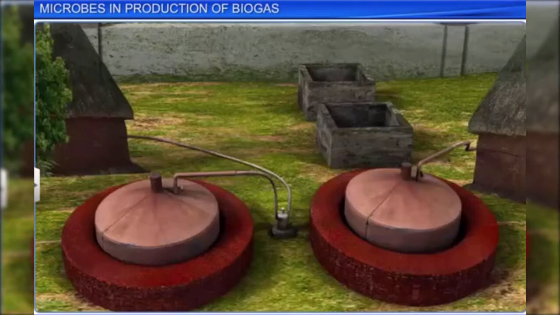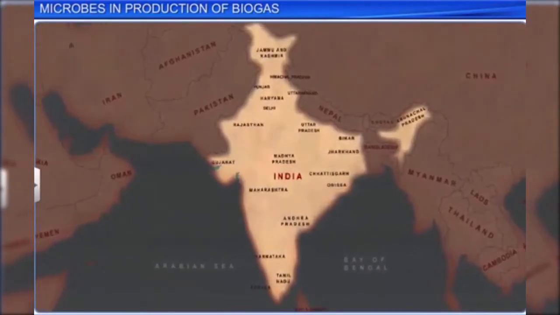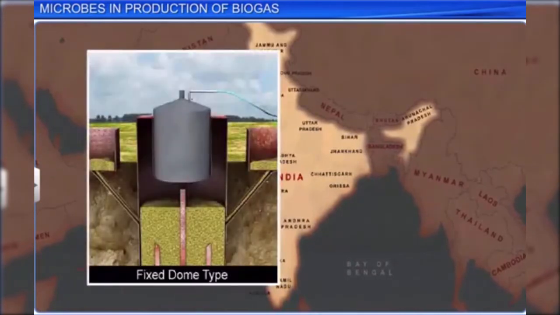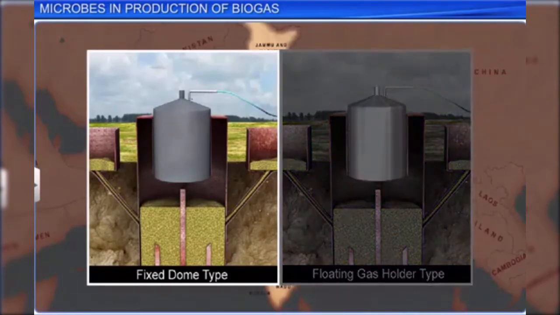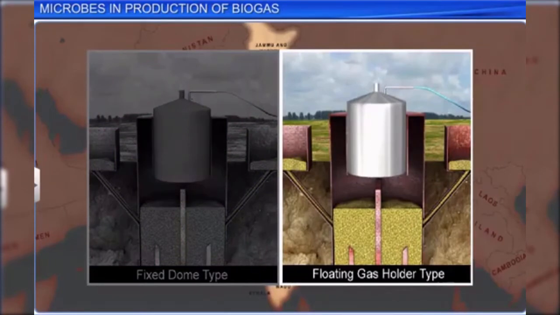This dung or gobar is used to generate biogas, also known as gobar gas, in a biogas plant. In India, two types of biogas plants are used, the fixed dome type and the floating gas holder type. In the fixed dome type, the dome is made of concrete and is fixed, whereas in the floating gas holder type, the lid is made of stainless steel and is movable.